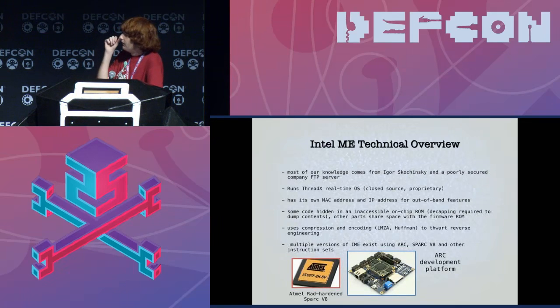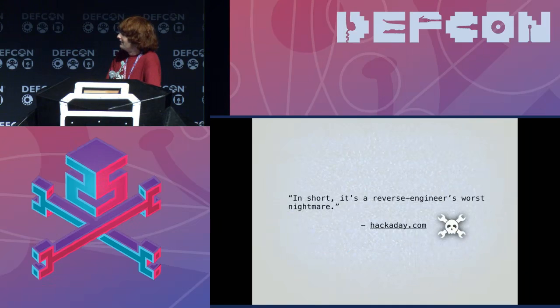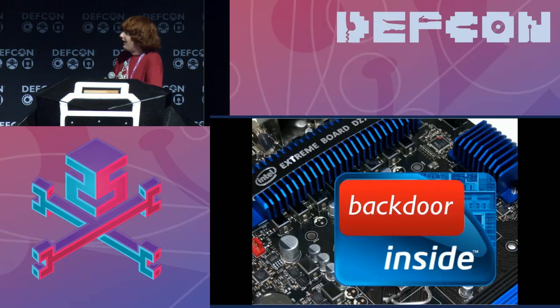And it's found on all sorts of different system architectures. So the actual management engine itself varies between platforms. It's very hard to figure out exactly what's going on because Intel's very secretive about it. But it's been documented using ARC, which is very popular in the embedded space. Some of them use SPARC V8. Why Sun Solaris chips are in Intel processors is beyond me. Hackaday summarized it best. In short, Intel Management Engine, it's a reverse engineer's worst nightmare. I like this slide.